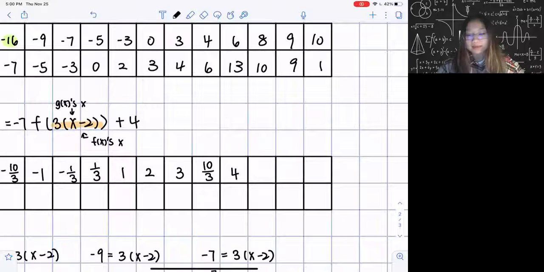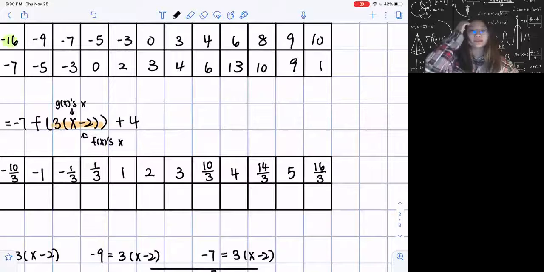And then 8 divided by 3 is 8 over 3. 8 over 3 plus 2, I got 14 over 3. 9 divided by 3 is 3. 3 plus 2 is 5. And lastly, 10 divided by 3 is 10 over 3. 10 over 3 plus 2 is 16 over 3. So that's all we get here, and we're done with my x values.